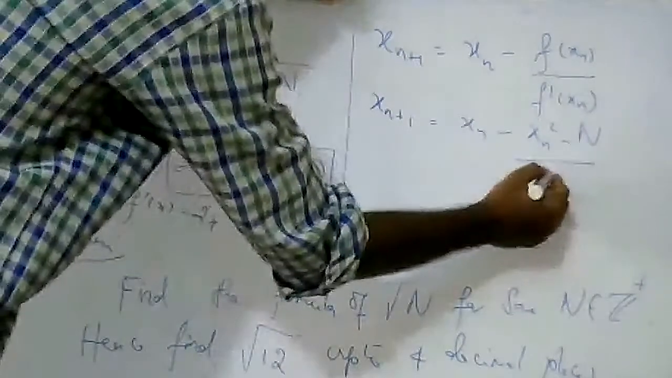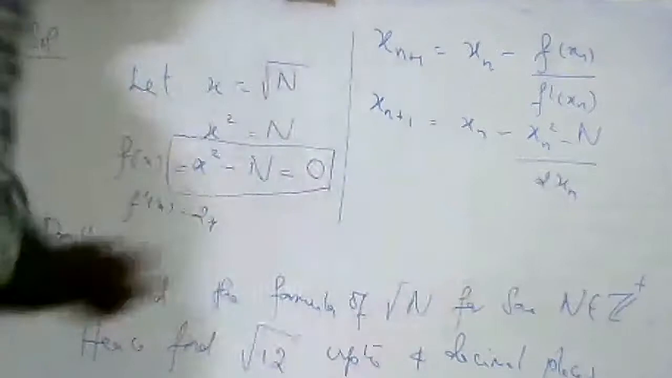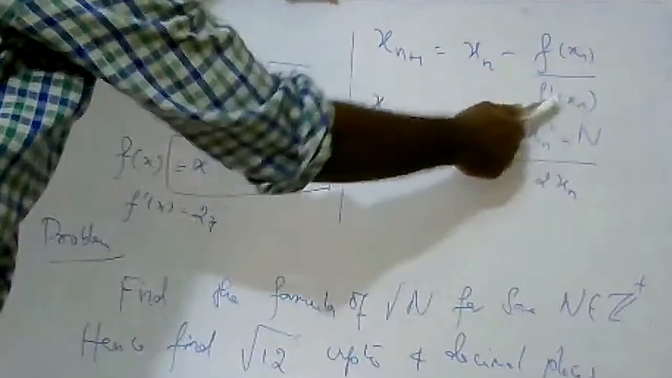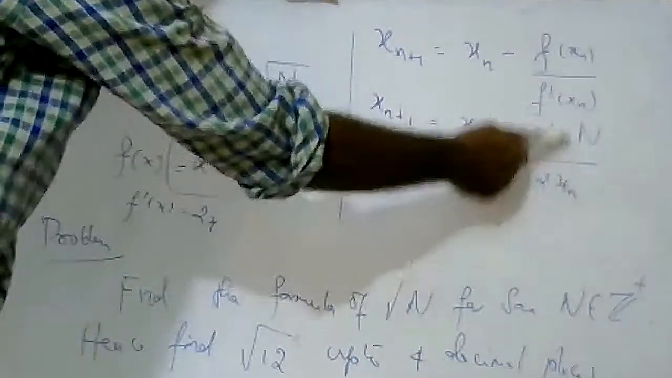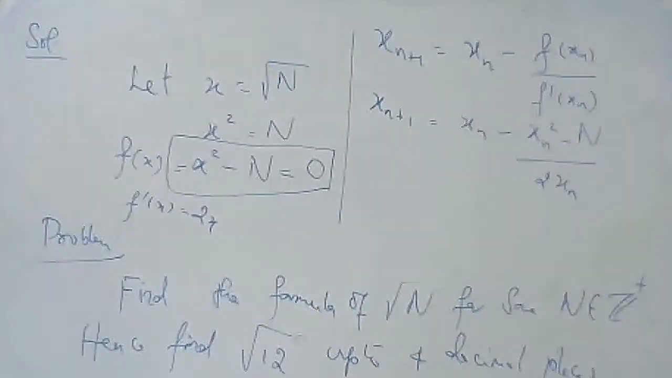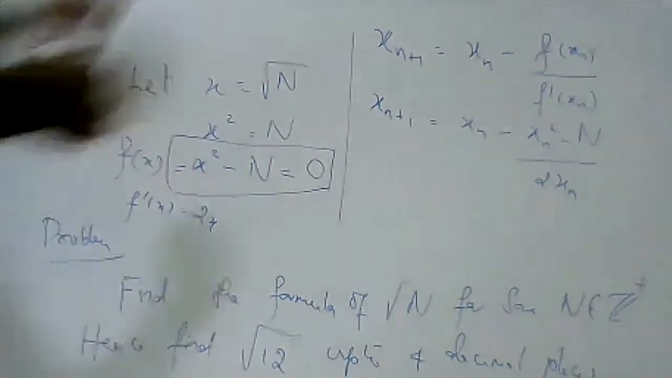2xn. If it is f dash of x, you write 2x. If it is f dash of xn, you have to write 2xn. So xn minus (xn square minus N) divided by 2xn. So this is the formula.